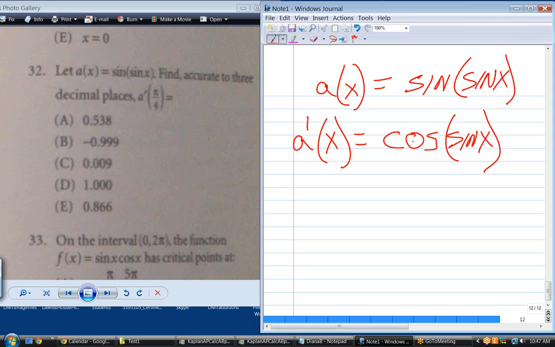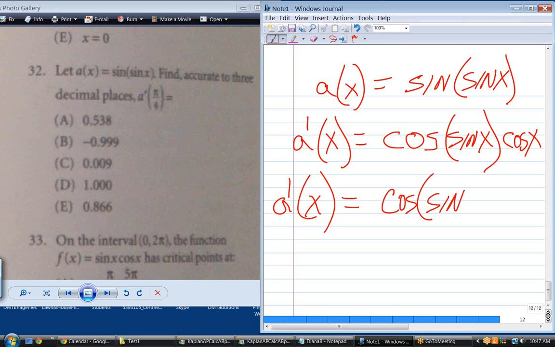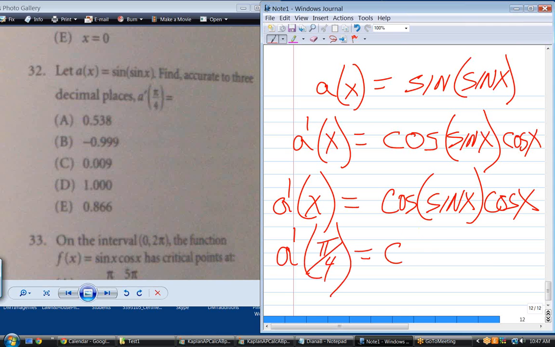Now we have to multiply this whole thing times the derivative of the inside, which is cosine x. So now that's what we have. We have a prime of x. It looks a little strange. We're not used to seeing this, but it's not cosine squared. It's cosine of sine of x times cosine of x. Well, if I'm going to evaluate that at pi over 4, I merely need to substitute pi over 4 wherever I see x.